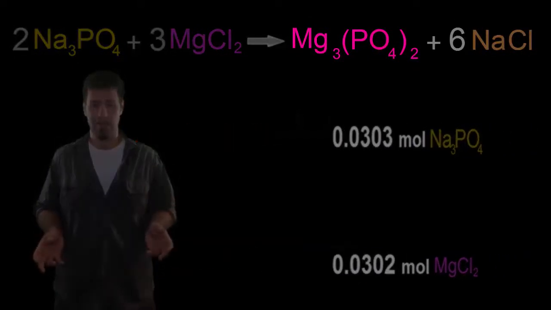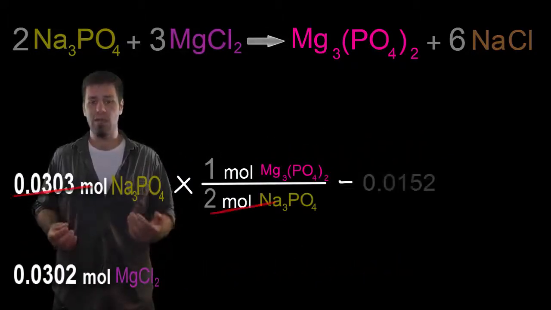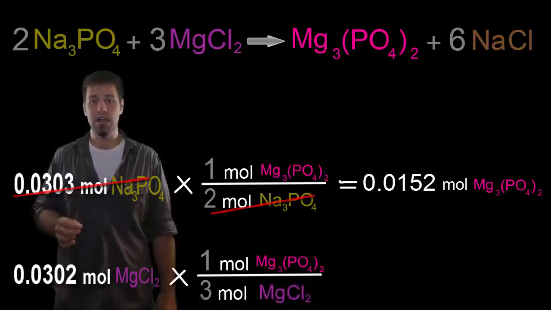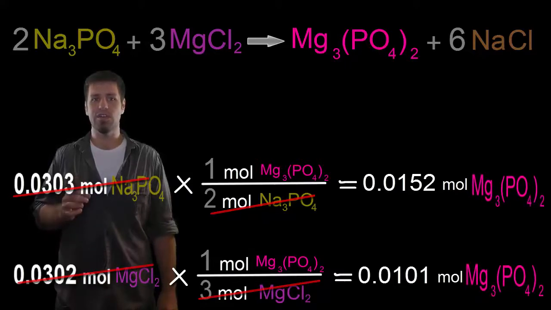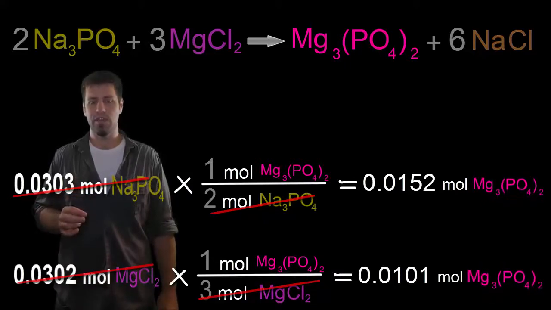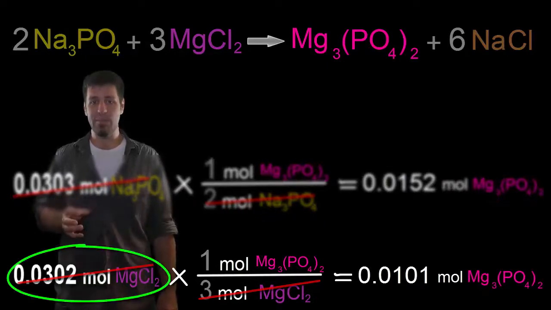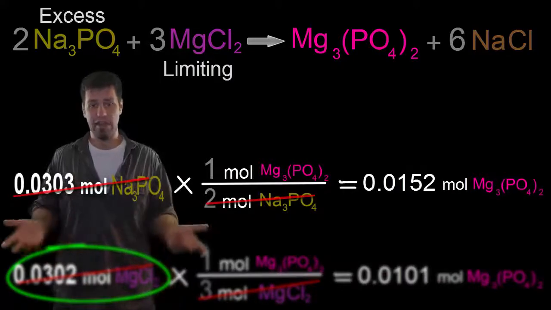Now pick a product, any product, and use your mole ratios to determine how many moles of that product each reactant can produce. You must convert your reactants into the same product in order to compare the moles produced. The reactant that makes the least amount of product is your limiting reactant, which makes the other your excess reactant.